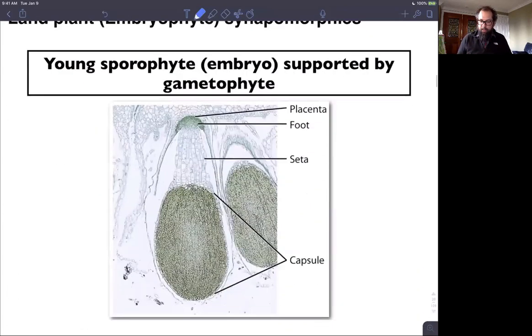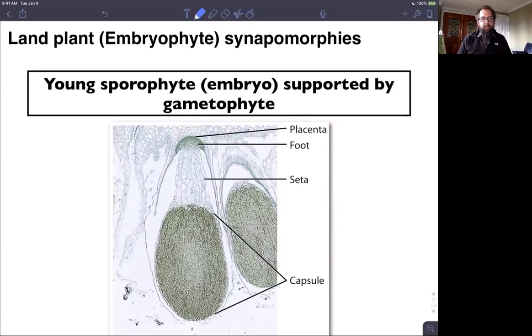That's 3. Our 4th land plant synapomorphy is the young sporophyte. Once that sperm and egg fuse together, they produce the zygote. The zygote begins to divide by mitosis and produce a young sporophyte. That young sporophyte, which we call an embryo, just like we do in other systems, is supported by the gametophyte generation.